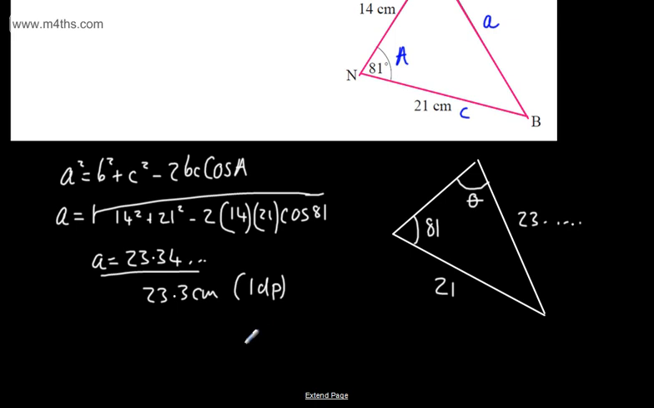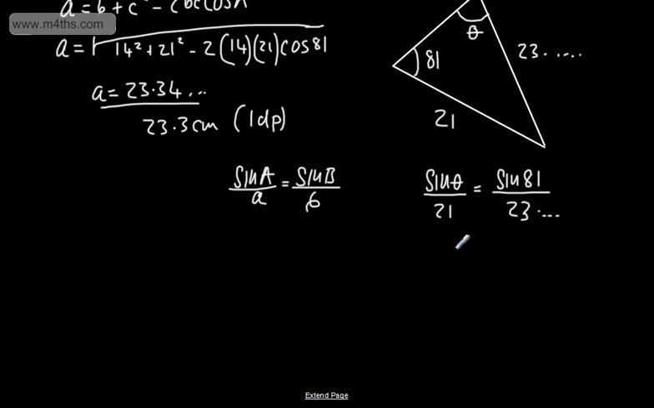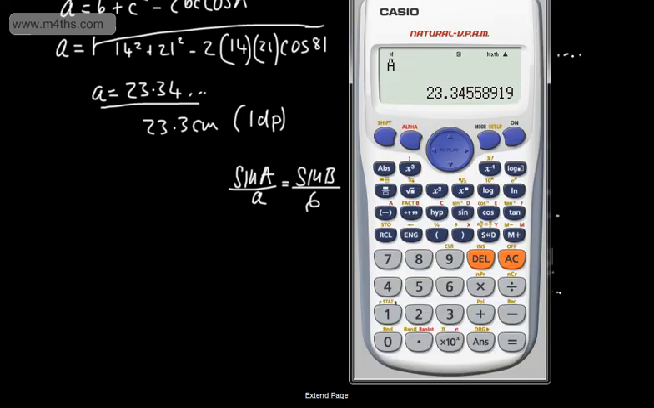We saw that for an angle we could write sine A over a is equal to the sine of B over b. So in my case I'm going to write that sine theta over the opposite, which is 21, will be equal to the sine of 81 over my answer of 23 point dot dot dot that's stored in the calculator. So we can write now that sine theta is going to be 21 sine of 81 degrees over the 23 point dot dot dot in the calculator. So let's go ahead now and get a value for sine theta.